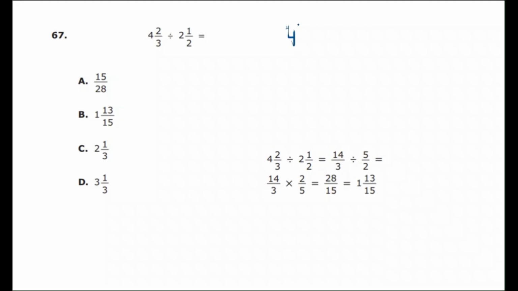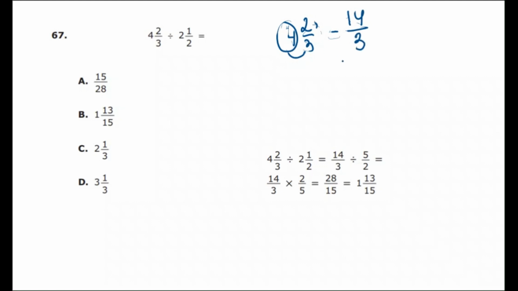4 and 2/3. Multiply the whole number, 4, by the denominator, 3, then add the numerator, 2. This gives you 4 times 3 plus 2 is equal to 14. So 4 and 2/3 becomes 14/3.